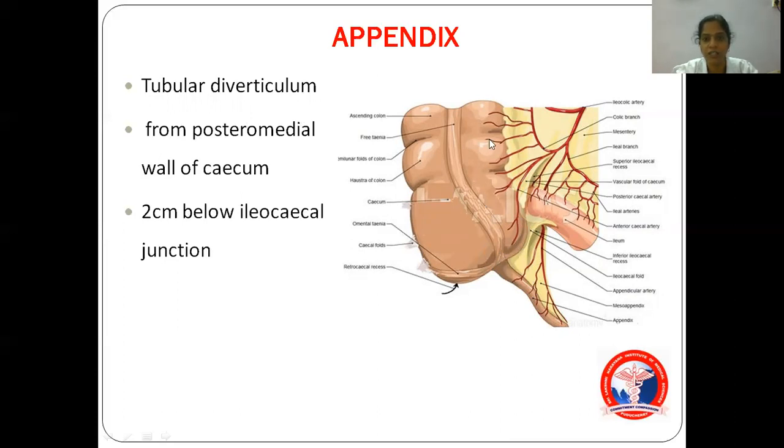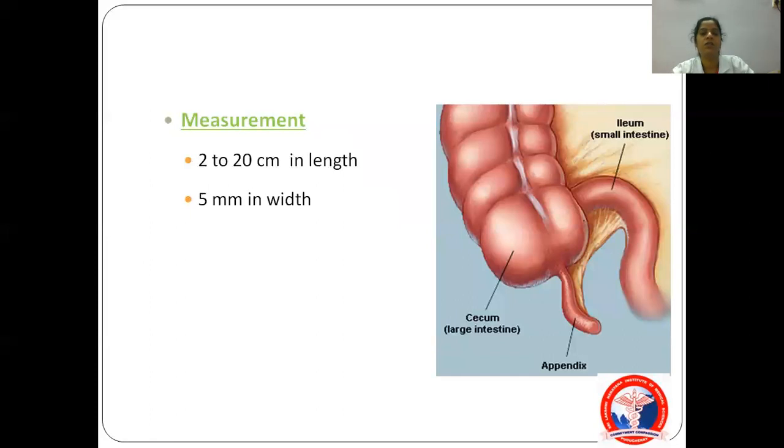Here, this is the ileum and this is the cecum. This is the ileocecal junction. 2 centimeter below that, you can see the attachment of the appendix. So the appendix is a tubular diverticulum arising from the posteromedial wall of the cecum, 2 centimeter below the ileocecal junction. What are the measurements? It measures around 2 to 20 centimeter. It may be 2 centimeter, 5 centimeter, up to 20 centimeter in length. The width will be around 5 millimeter.